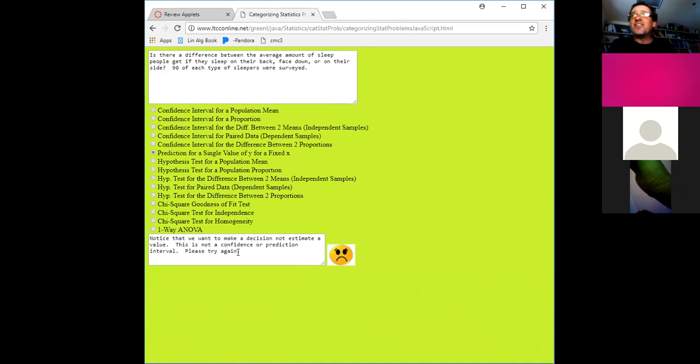Okay? So notice we want to make a decision, not an estimate, not estimate a value. This is not a confidence interval or prediction interval. Please try again. So it's not regression analysis. So definitely read where the mistakes are. Any thoughts? Oh, it's a chi-squared or whatever. Which one? There's three chi-squareds: goodness of fit, test for independence, and test for homogeneity. Goodness of fit. Let's try it. You know what? I give up. No, don't give up. Notice that there are more than two variables here. Please try again.